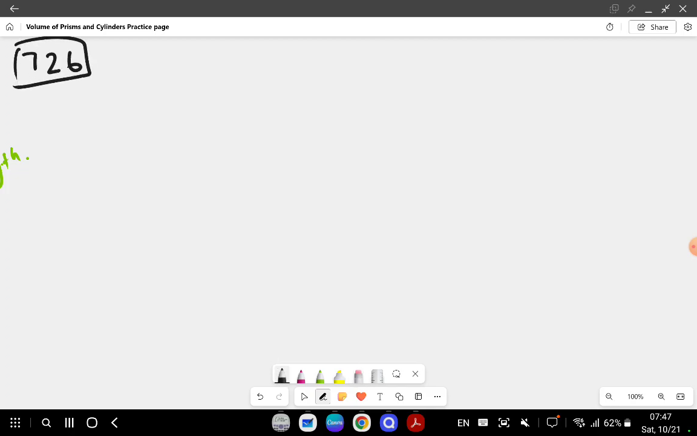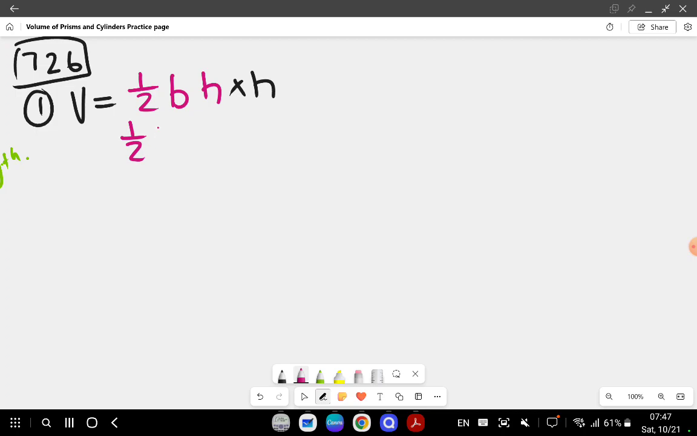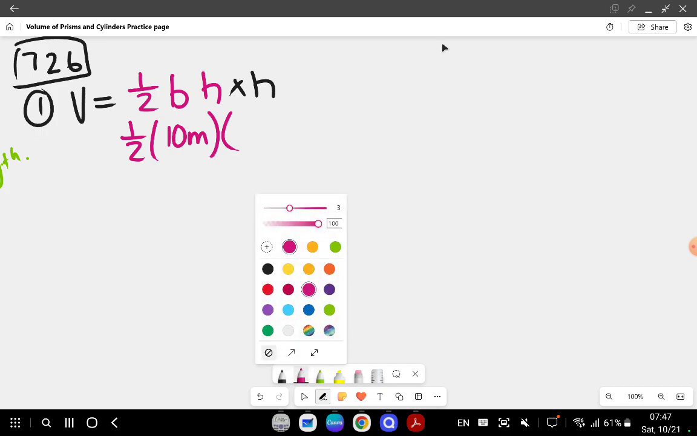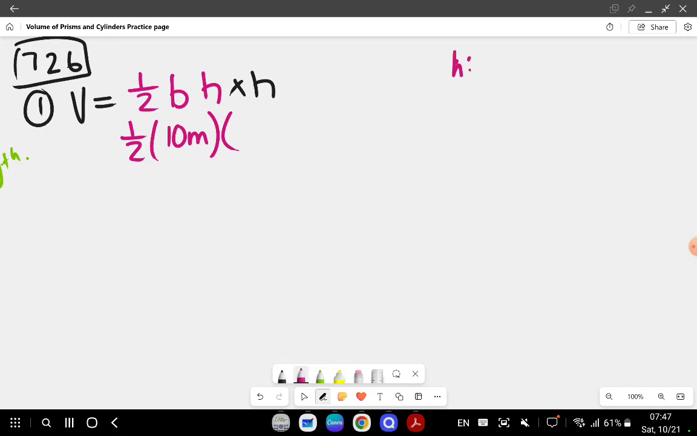726. Question number 1, triangular base prism. So volume is equal to base, and in a triangle, the base is half base times height. And I'm multiplying that by the height of the prism. So let's do the triangle. It's going to be half. The base of my triangle is 10 meters. And my height is unknown. So now I have to calculate my height. I'm going to say full height.